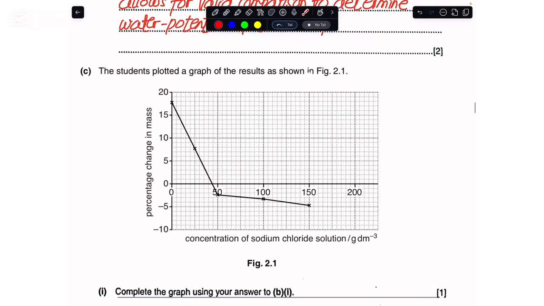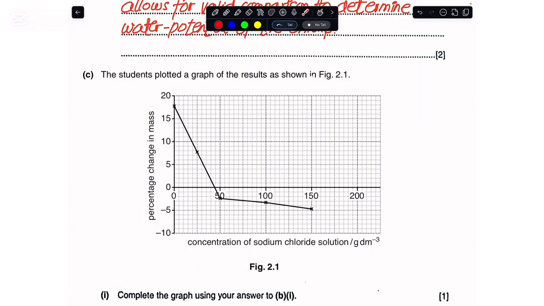Now, again, we have this table and the graph with us, and this graph says that the student plotted a graph of the results, and that is shown in figure 2.1.